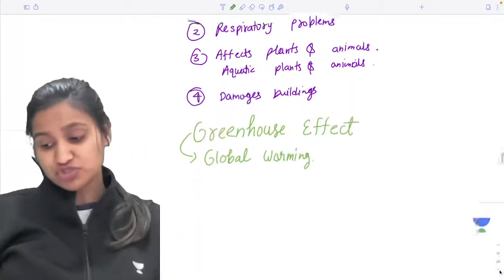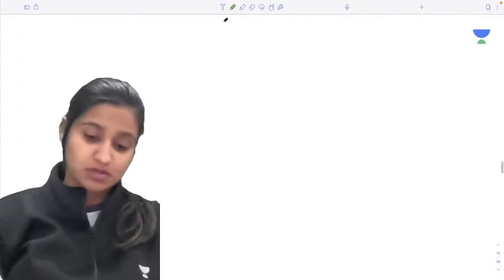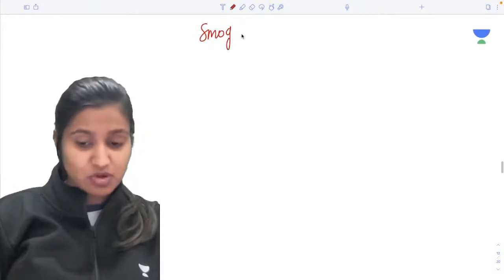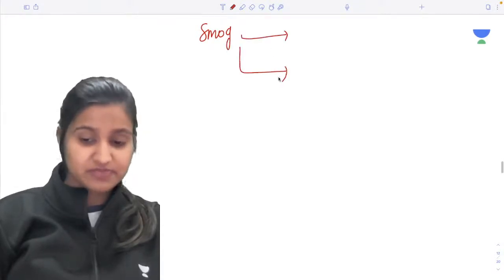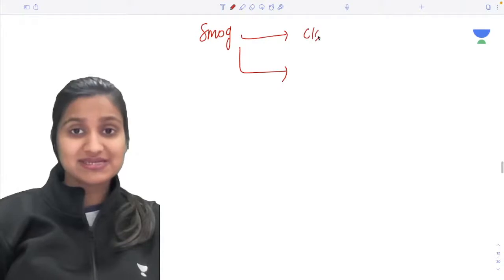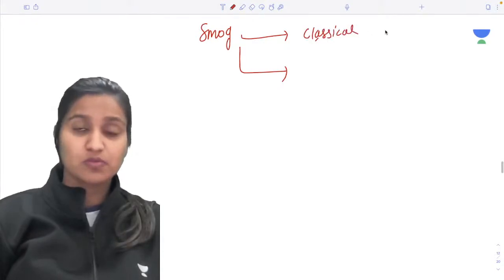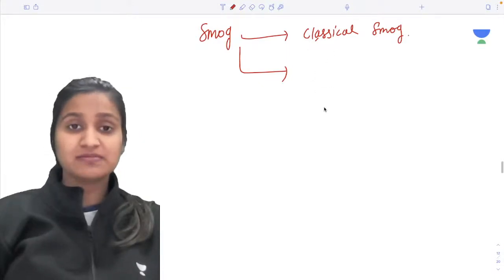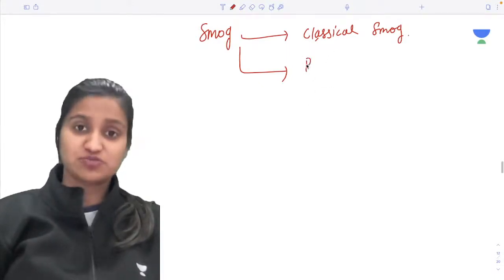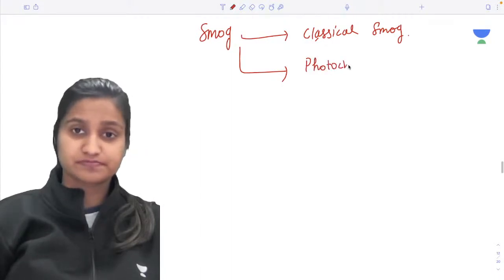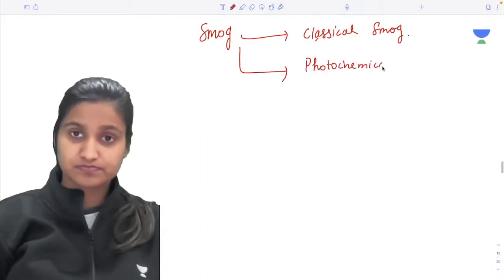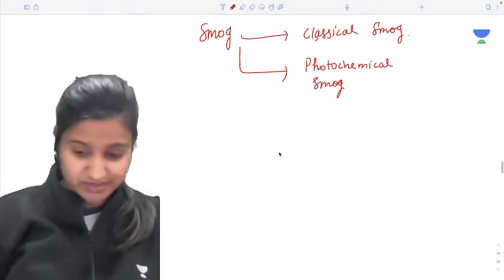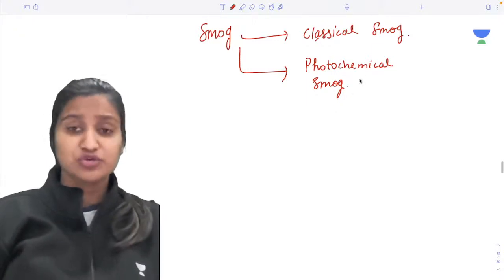If you talk about smog as well, the next topic we can say would be smog. So smog is also of two types. One is classical smog, another one is photochemical smog.